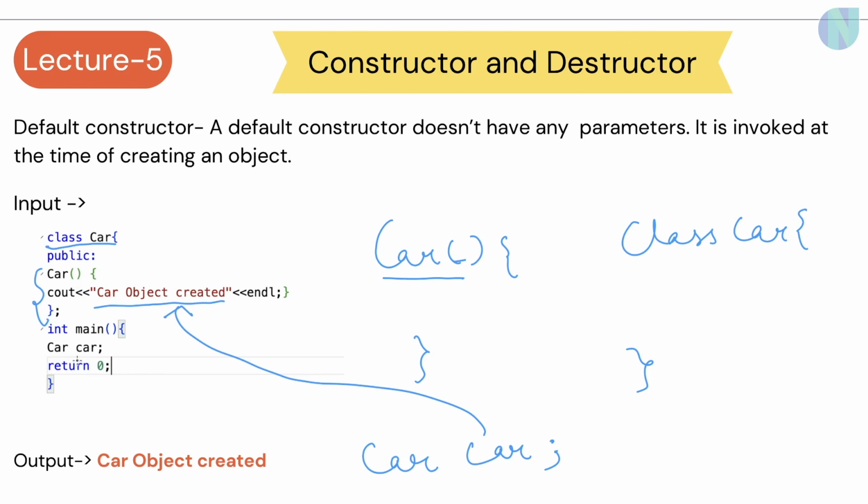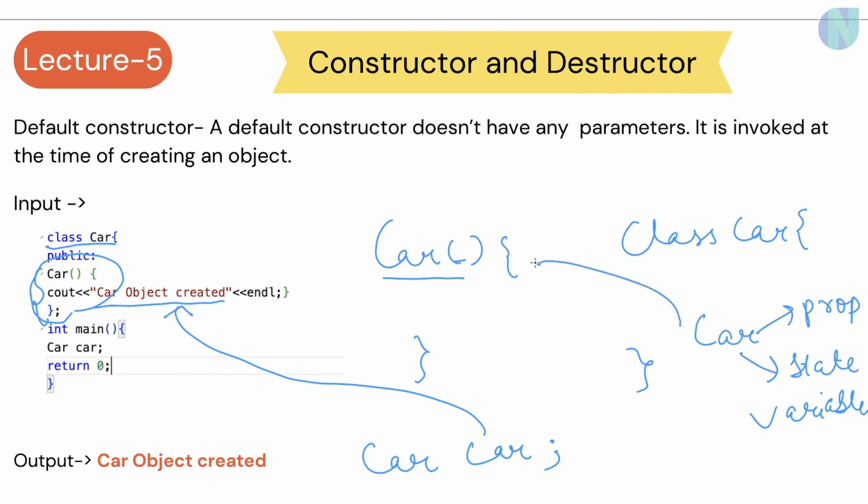It is always invoked whenever an object of any class is created, and it is not very useful for us, because in the default constructor you are calling the class and you are just calling the constructor of the class. But whenever you create a class, consider I have created this class car, you might give some properties to the class and some state variables. But whenever we call the default constructor, the constructor is being called and here the car object is created.